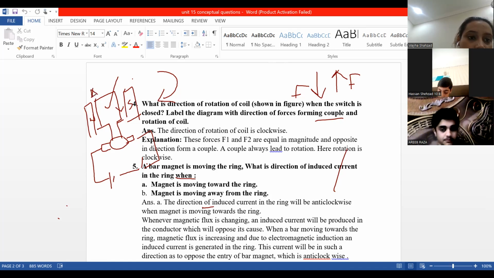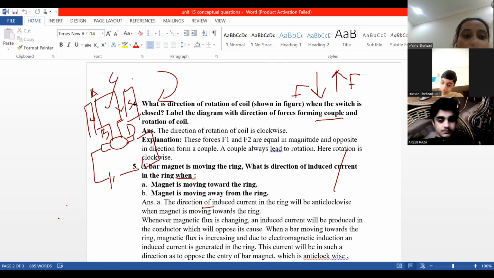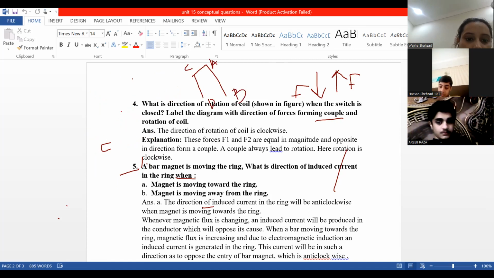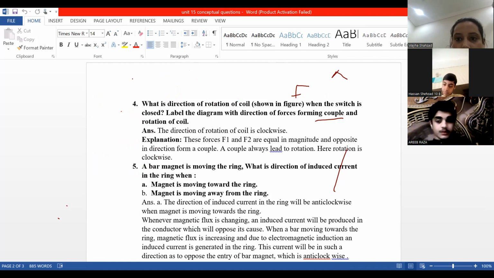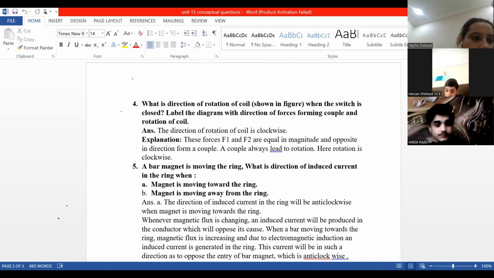Like if we say this is point A, this is point B, this is point C, this is point D, so CD will turn first and then AB will come to the other side. Then after this the direction of the coil will be like this. So they are moving in the clockwise direction. Now see question number 5.